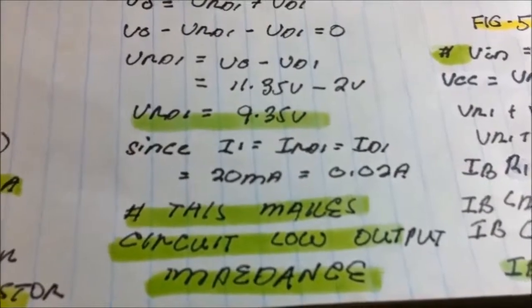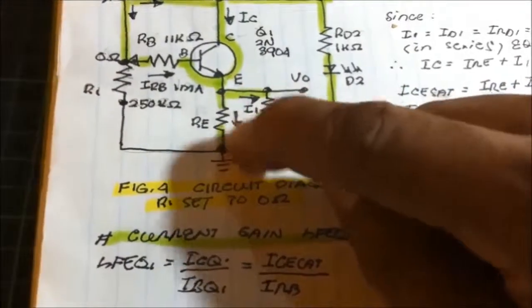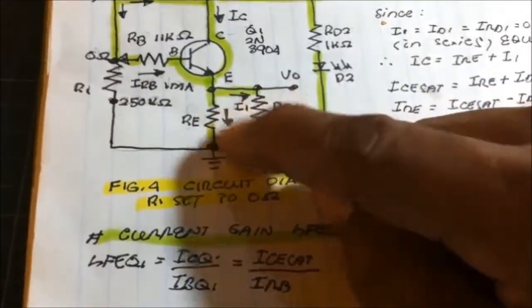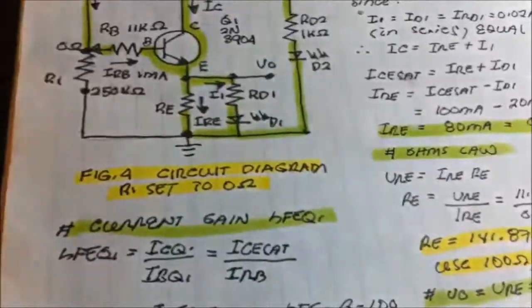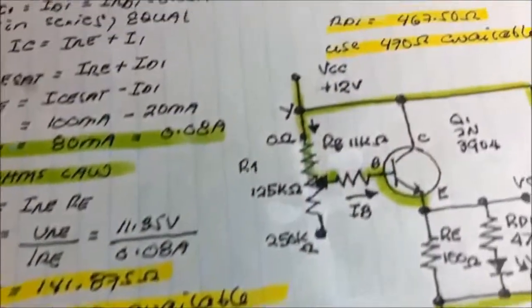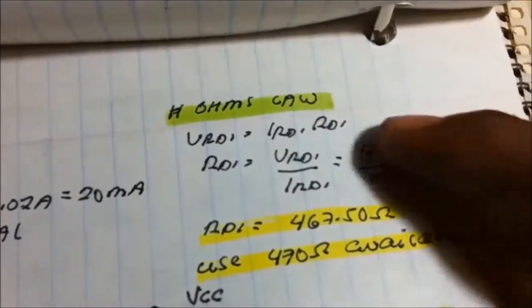This makes the circuit a low output impedance. Did you see that? The output impedance is very low. We are just using 100 ohms here for the emitter. That makes the circuit a low impedance output and high impedance input.